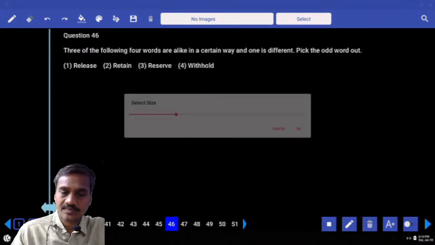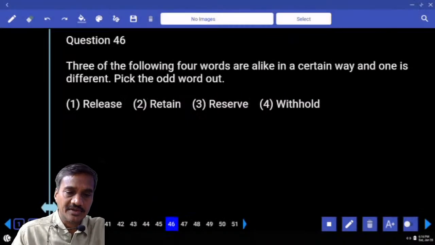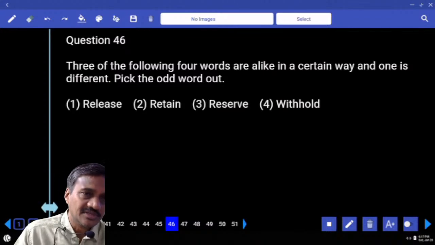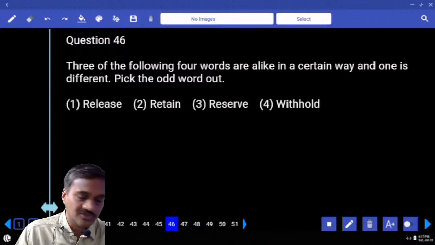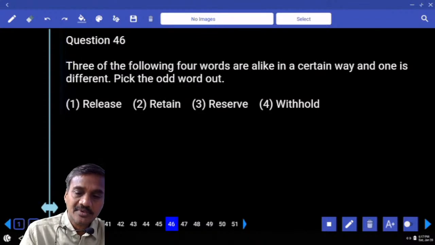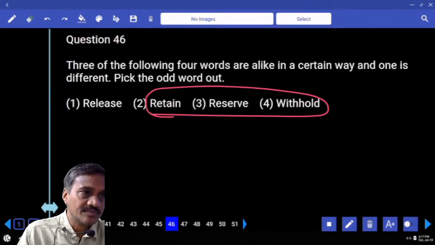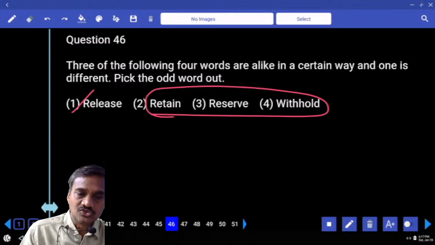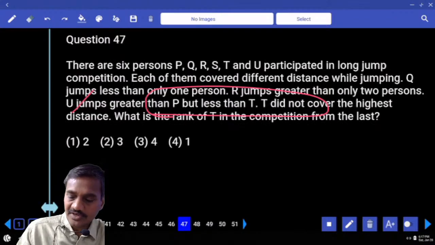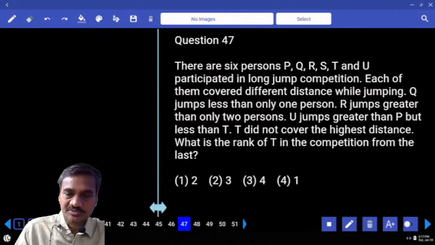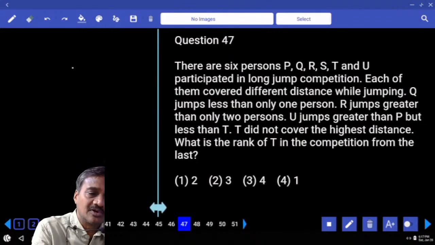Then 46. Three of the following are the same, and one is the odd one. Find out the odd one among these. Tell me what is your answer here. Retain, reserve, and withhold, these three are synonyms to each other. Release means opposite to retain. Hence choice 1, 46.